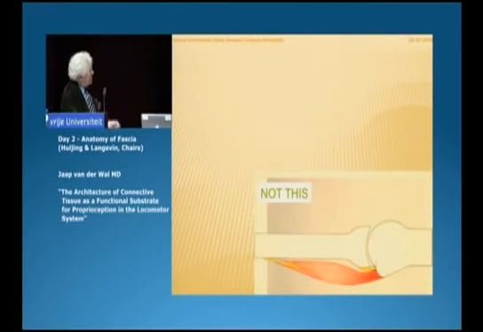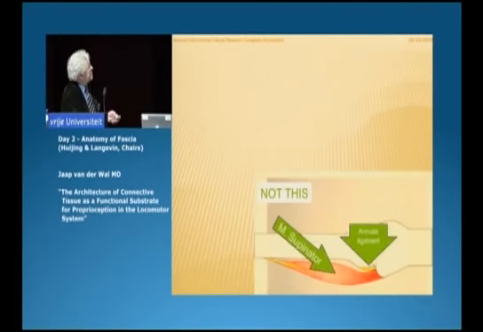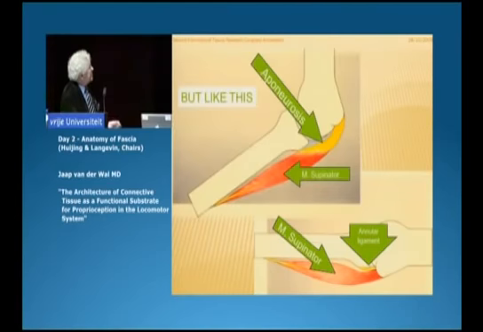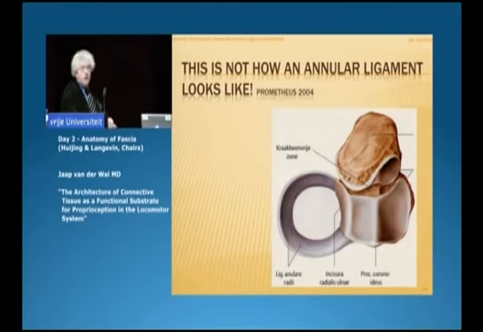It's not like this, that you have a joint with a capsule and an annular ligament, and that over it or parallel to it there's a supinator muscle. No, it's not like this. It's like this. The so-called annular ligament is a part of the aponeurotic extension in series with the muscle tissue of the supinator muscle. This is not how an annular ligament looks like. This is how it works. It's a functional concept. Something is enveloping the radial head and keeps it in position. But it's not a ligament. It's not an anatomical entity.